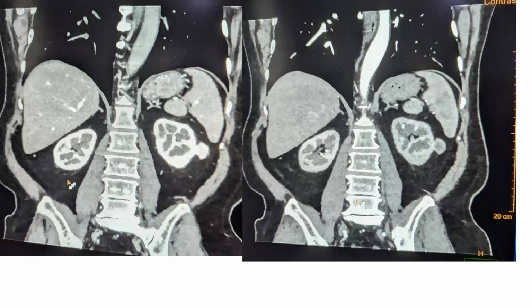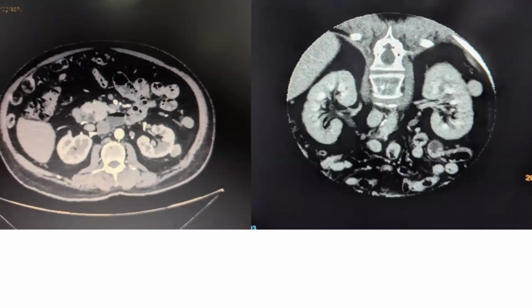These are the coronal films of the CT scan of abdomen and pelvis, showing a normal right kidney and, on the left side, a mid and lower polar mass of around 2 centimeters in AP dimension. Now tell me where it is, lower polar or upper polar?